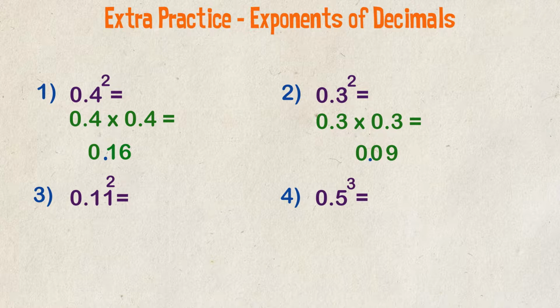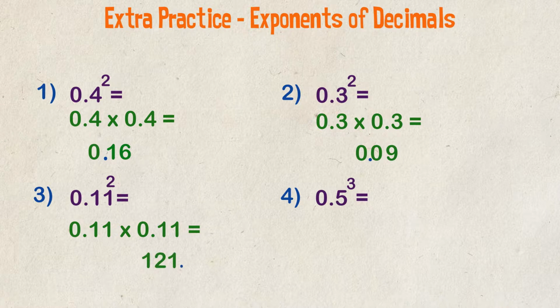Example 3. Solve 0.11 squared. We write down 0.11 times 0.11. We know 11 times 11 is 121. There are 4 decimal places, and we move that over for our final answer to be 0.0121.